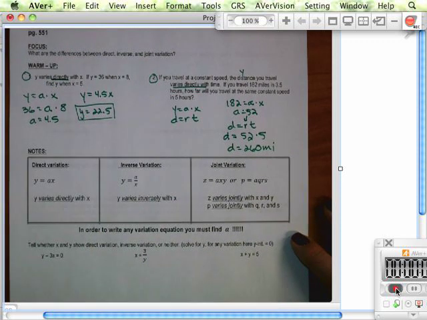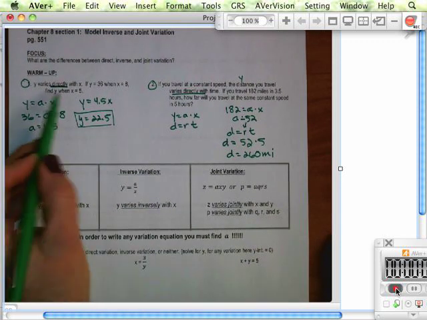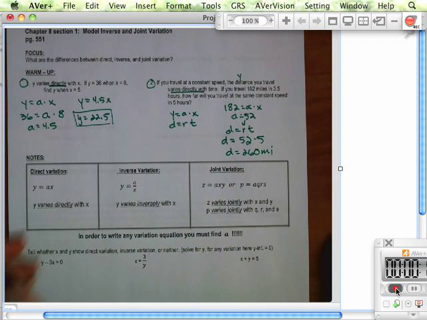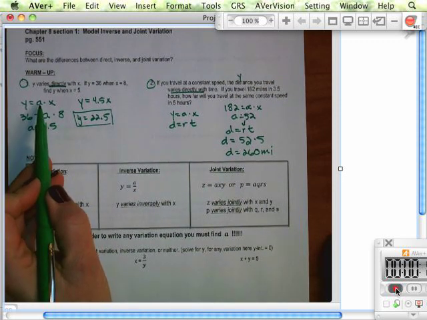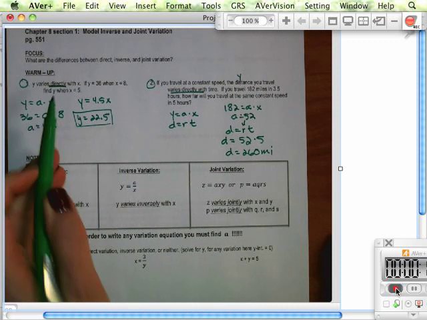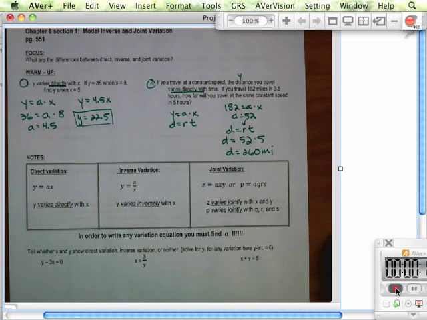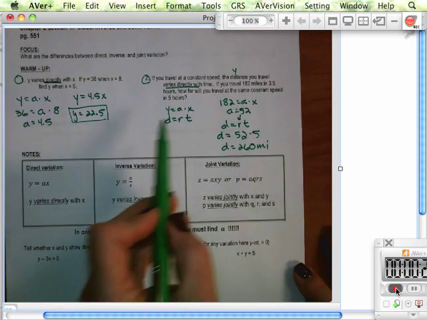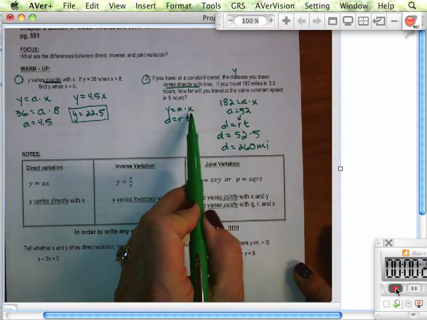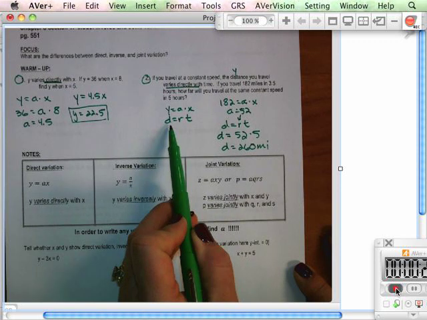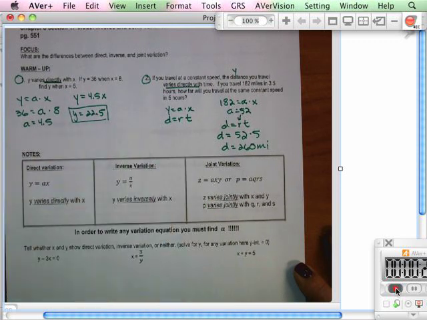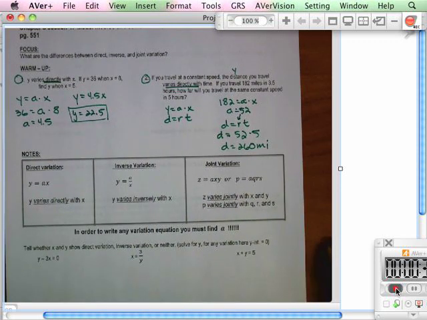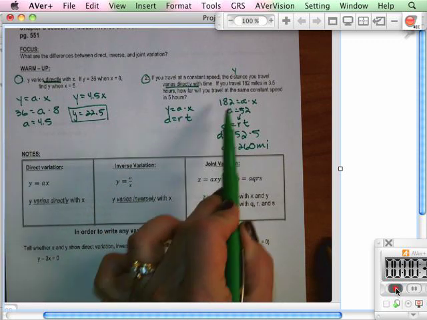When it says varies directly, you need to use this equation, y equals a times x. That means x is being multiplied by a constant, and y varies directly by that. You may have gotten it a different way, but you're going to have to use these today. And this one here, you could use y equals ax, but basically, distance equals rate times time is a direct variation equation. The distance is affected by the time at a constant rate. So you could use either one of these.